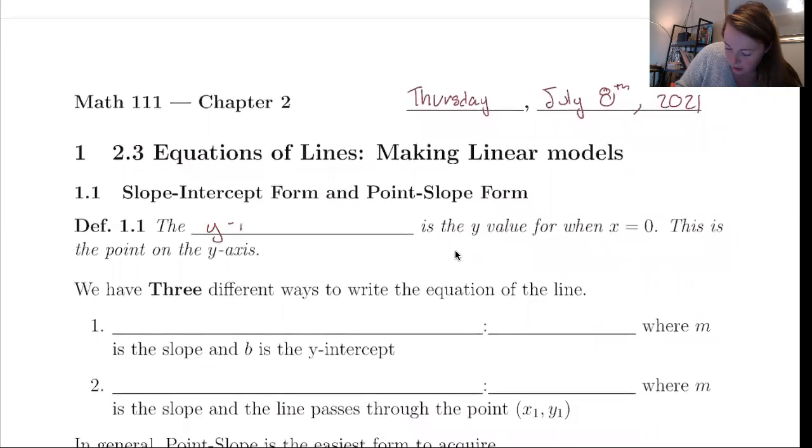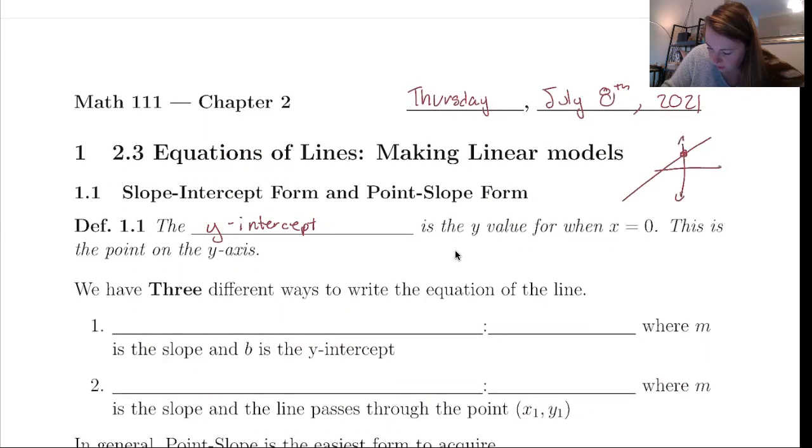So the y-intercept is the y value for when x equals 0. This is a point on the y-axis. So it's when the line intercepts the y-axis. All right. So here's my axis. There's my line. This is the y-axis, right? So it intercepts it right there. So that's the y-intercept. And that's when x equals 0.